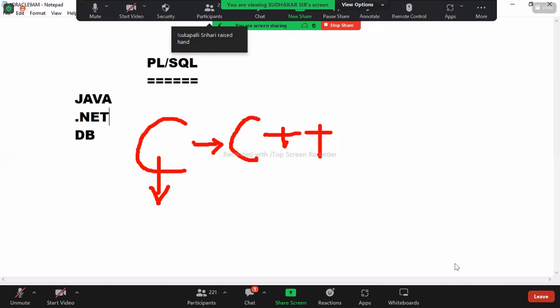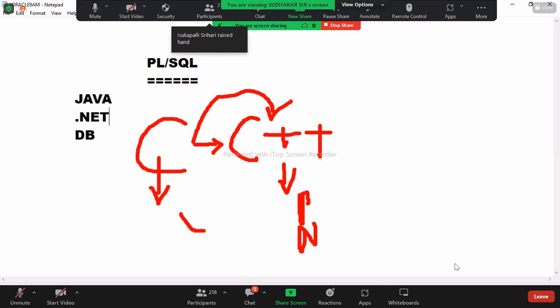To overcome that problem, they introduced what now? C++. But C++ also has some problems. This is not a pure object oriented language, only partial. Again, the pointers problem is carried forward. Here also there is no garbage collector again. Security problems and memory problems. So it is not a pure object oriented language.